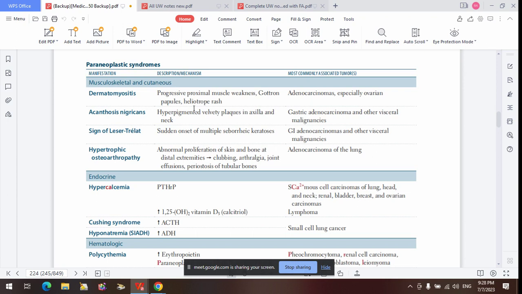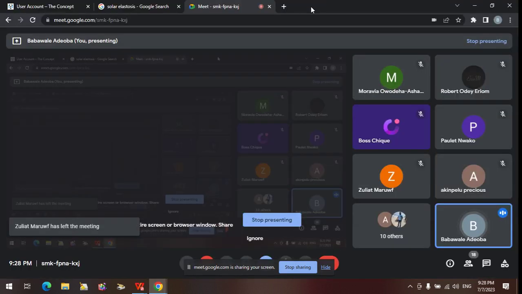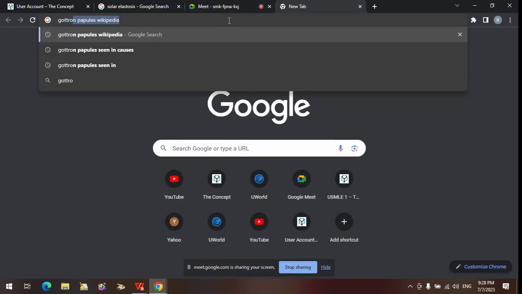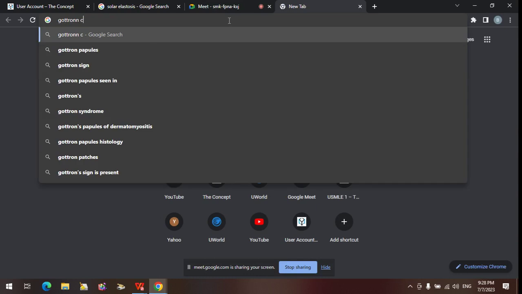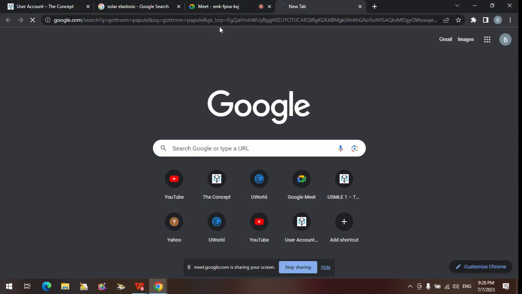And what is this rash? The Gottron papule. So we are going to see rash at the extensor surface of the extremities. Let me see if I can get an image of that Gottron papule for us so that we can appreciate what it looks like. It's believed that that rash is coming from cytokines that are being expressed by that ovarian cancer.